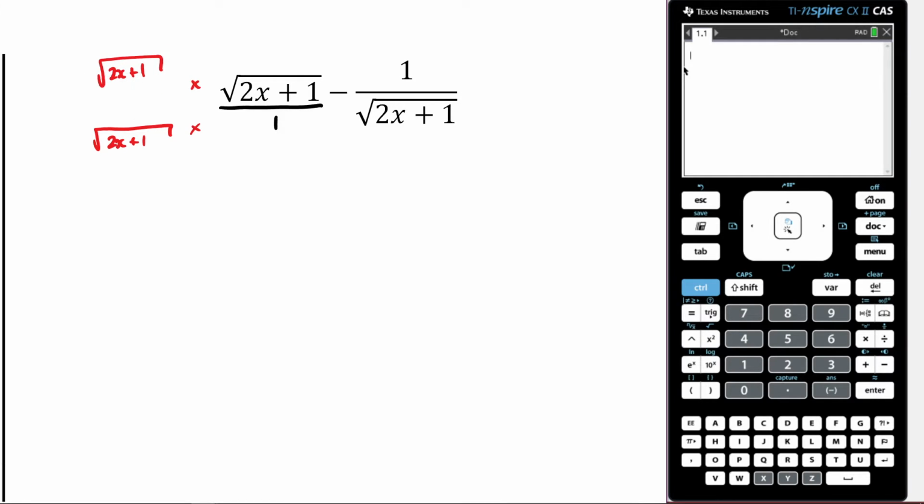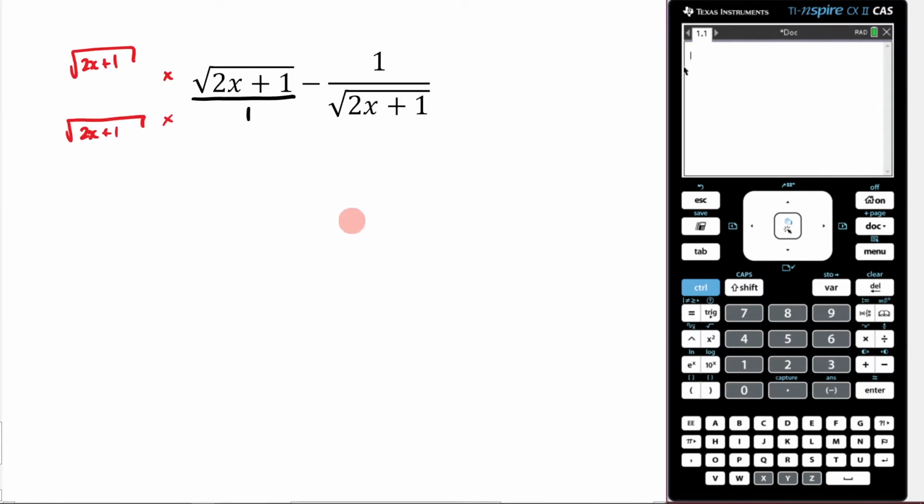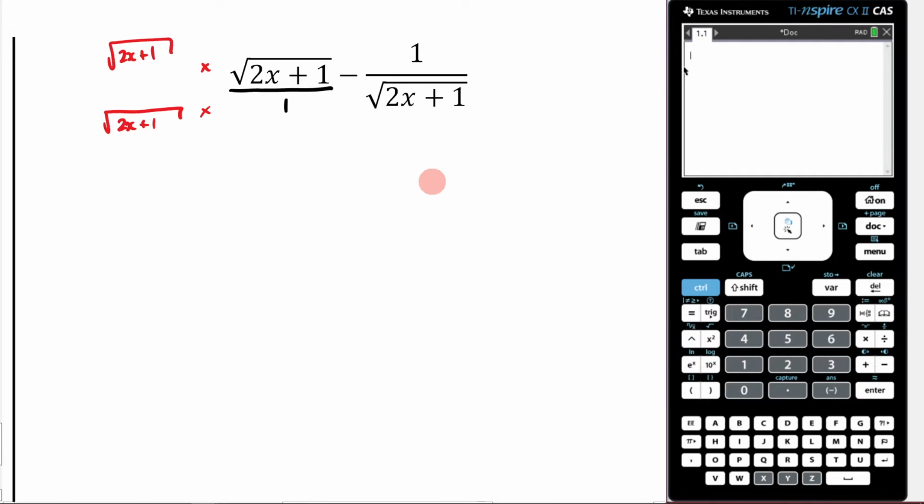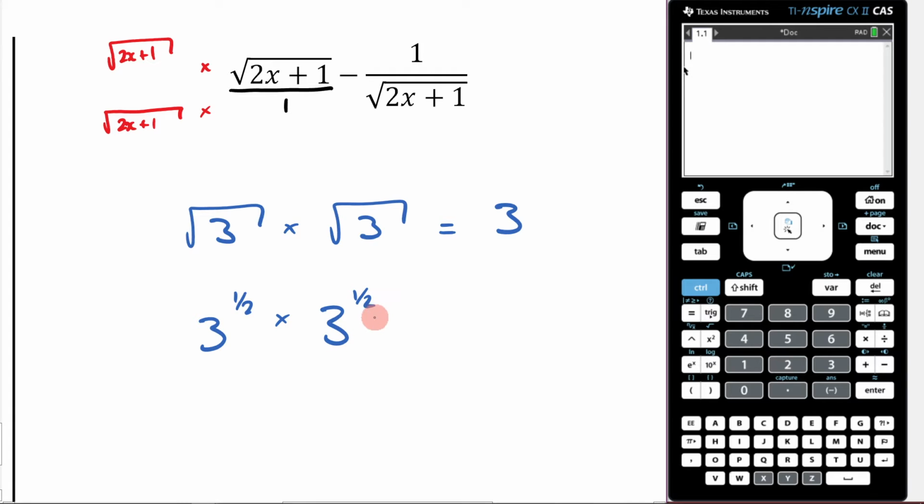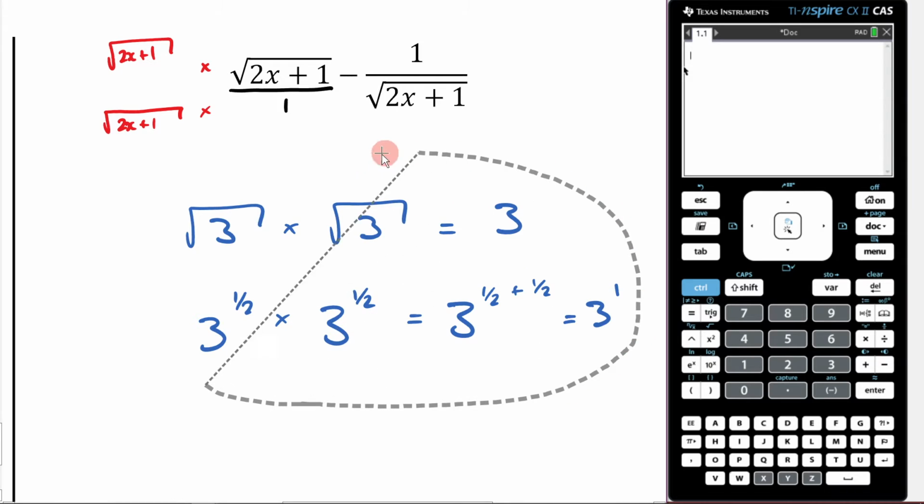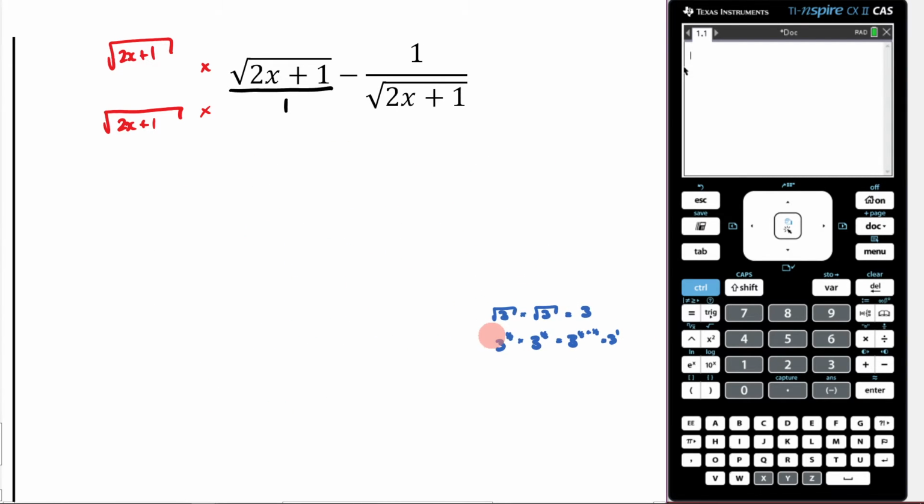So that means, what am I going to end up with here? Now, whenever you're multiplying, if I was to give you a simpler example of this, don't write this down, if I had the square root of 3 times the square root of 3, what is that? Well, it's just going to be 3. And the reason why that works is that you add the powers, right? 1/2 plus 1/2 is 1. That's why it works.